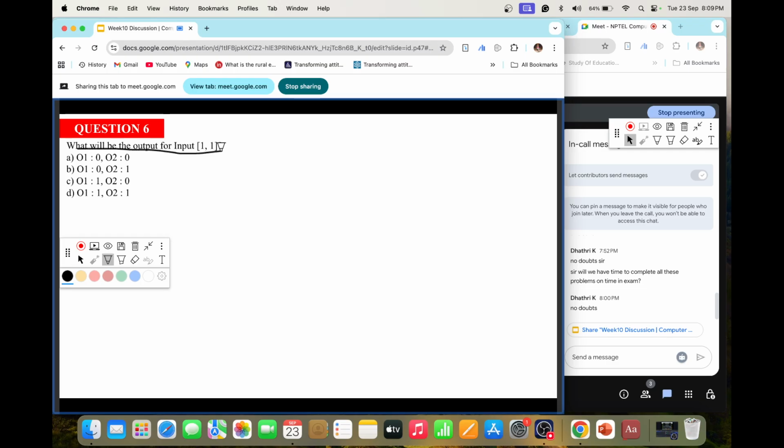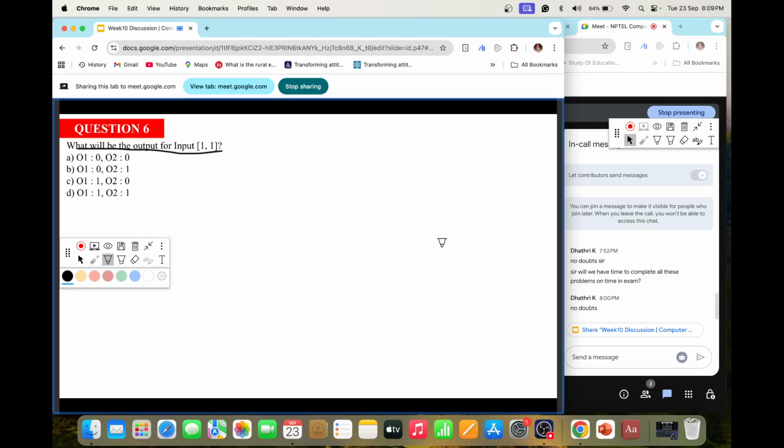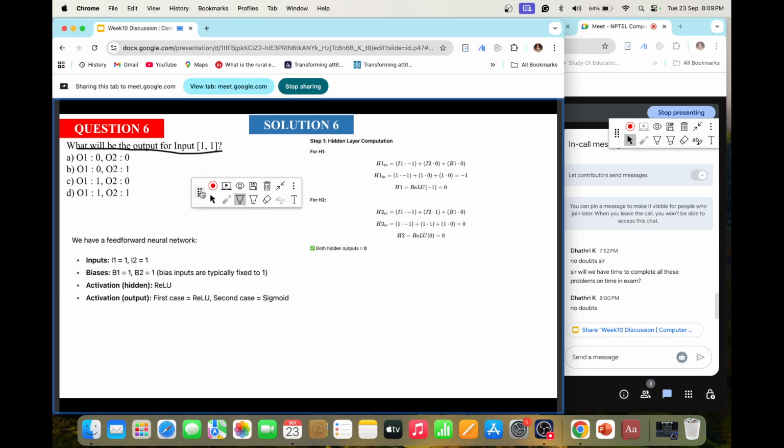What will be the output for the input 1, 1? So if I1 equals 1 and I2 equals 1 and all the activation functions are ReLU, then you have to find what is the output, O1 and O2. Very simple, the output you can easily calculate.